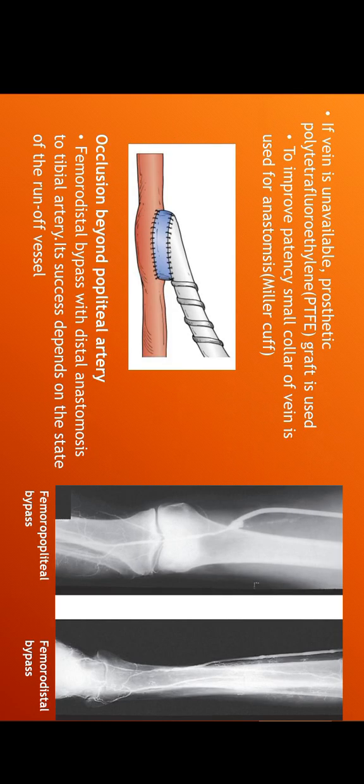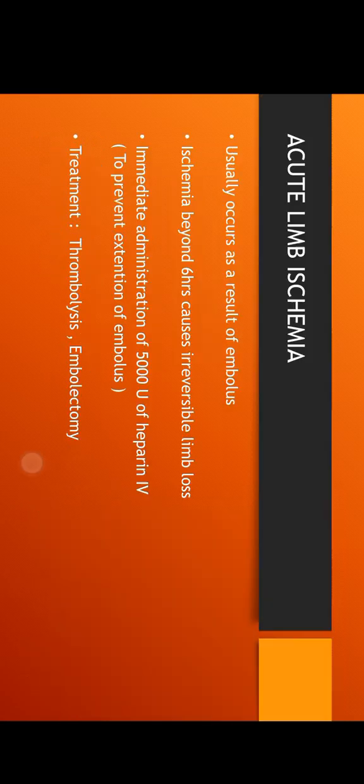To improve the patency of a prosthetic graft, a small cuff of vein is used for anastomosis between the graft and the recipient artery, like Miller's cuff. For diseases causing occlusion beyond the popliteal artery, femoral distal bypass with distal anastomosis to tibial artery can be done. Its success largely depends on the state of the runoff vessel.